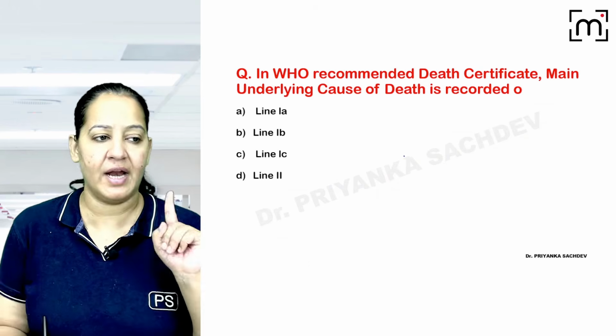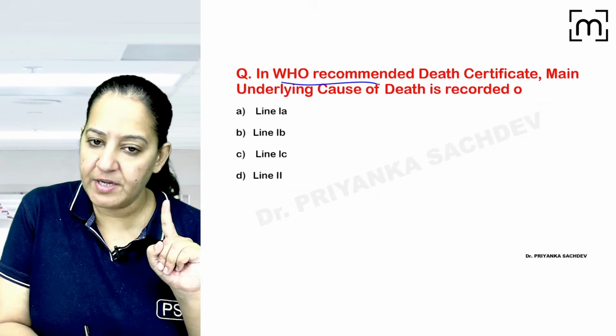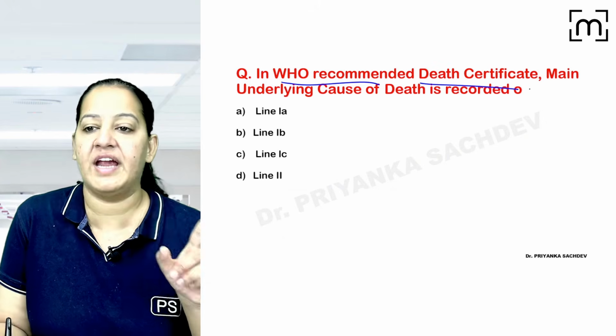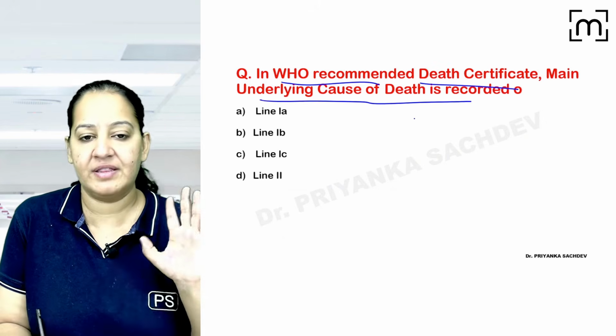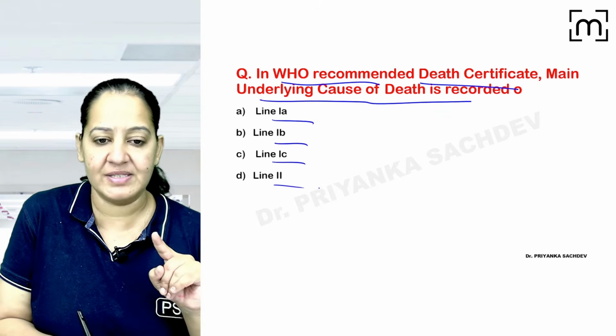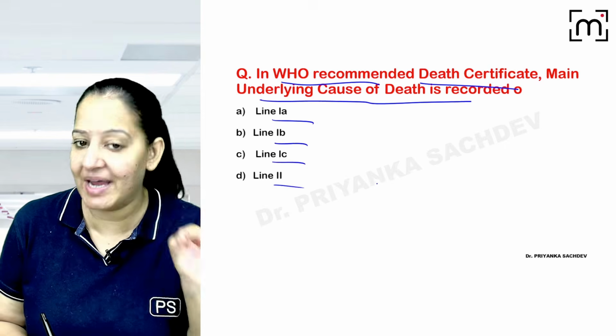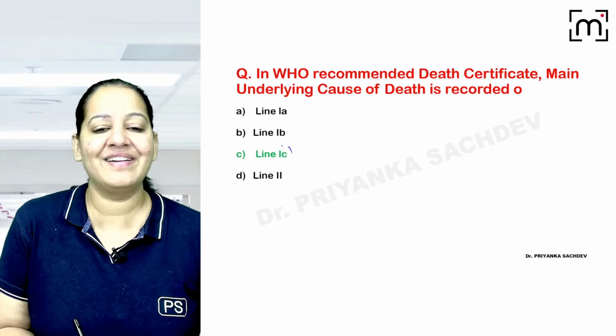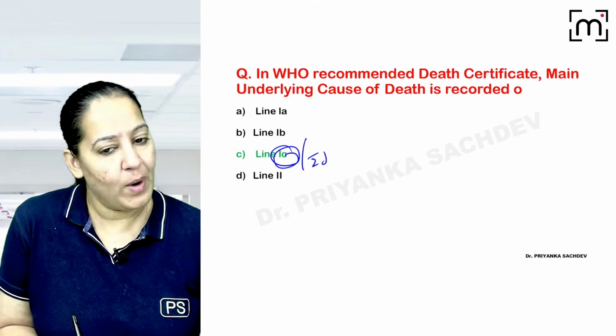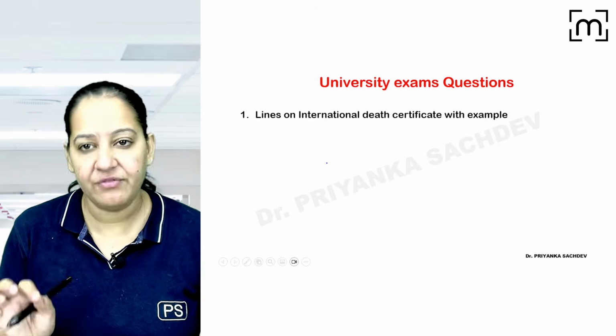Let's solve some MCQs on that. The question is in front of you. In the WHO recommended death certificate, the main underlying cause of death is recorded on 1A, 1B, 1C or 2? Main underlying cause. I am asking for the essence, the main underlying cause. So yes, you all are right, it's 1C. 1C or 1D both will work. That is the essence of the death certificate.